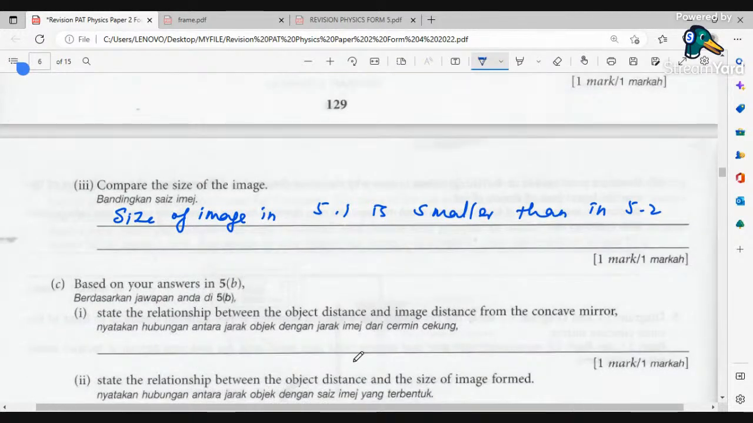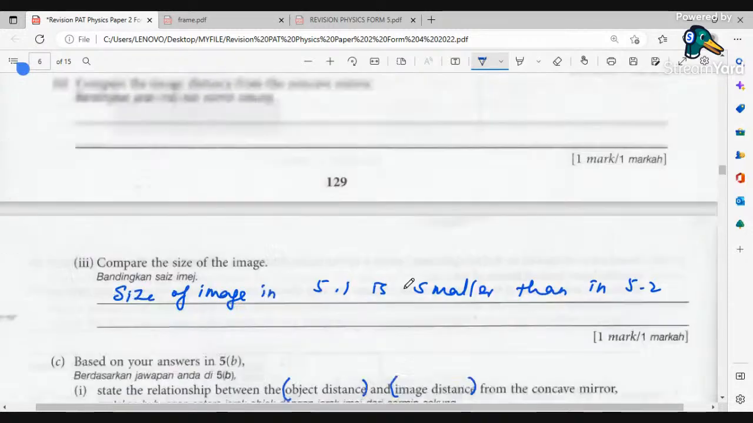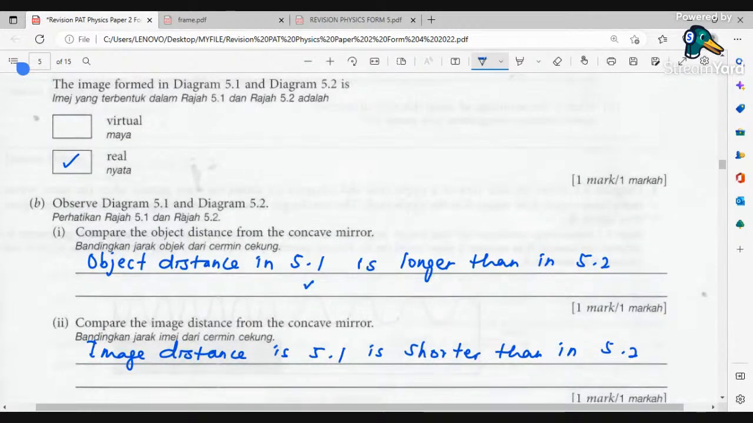Based on your answer, state relationship between object distance, image distance. Okay, now object dengan image. Okay, nampak? 5.1, 5.1 kan? Longer, shorter. Longer, shorter. So, the longer the object distance, the shorter the image distance.